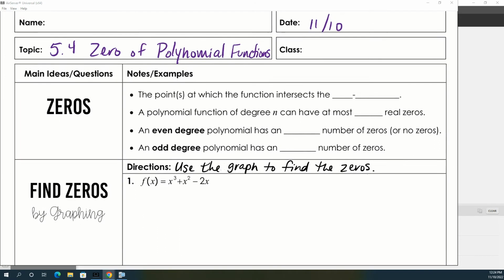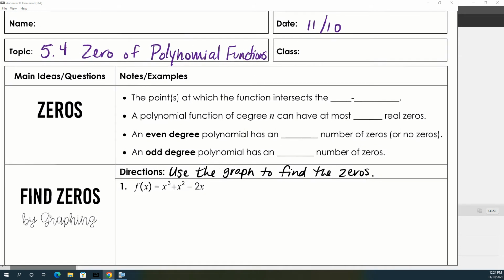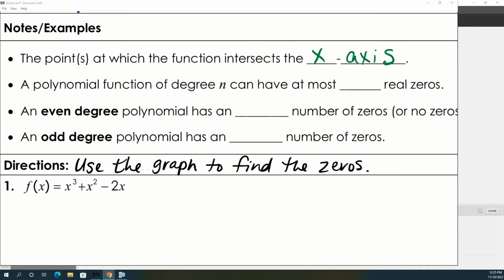All right. So a zero of a function is really just a number, an x value, that makes the function equal to zero. That's why it's called a zero. And if you're looking at the graph, it's going to be the point or the points where the function crosses the x-axis or touches the x-axis, also known as x-intercept. So a zero on the graph is just going to be an x-intercept.